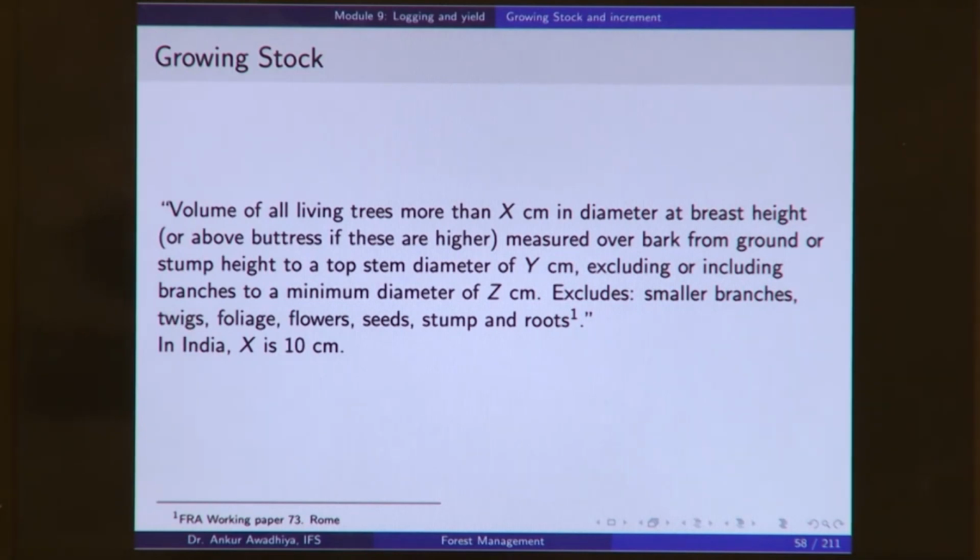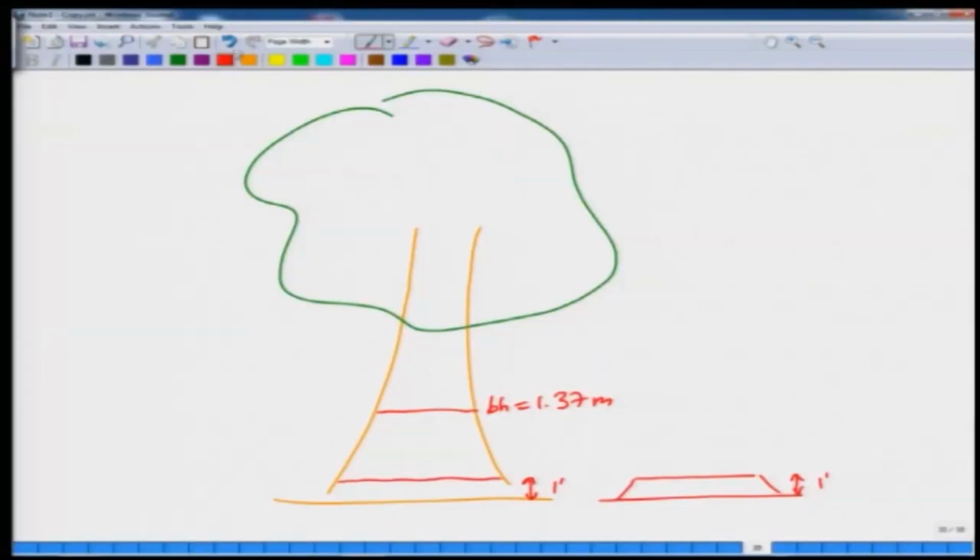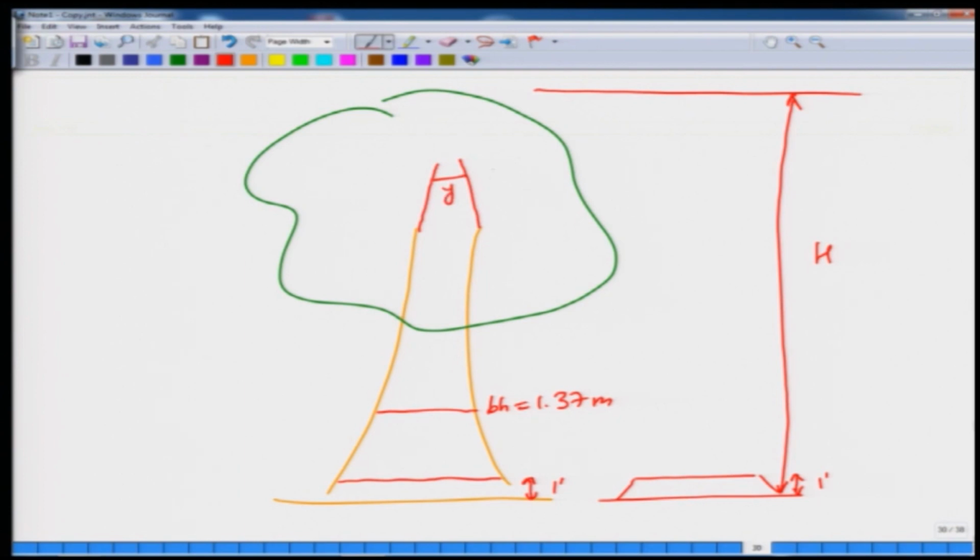So, what we are saying here is that we are not going to measure the height till the height of the tree, but we are going to measure it till the point where the diameter of the main trunk reaches a diameter of y. So, we are going to take a measurement of height such that above this height the diameter of the main stem is less than y centimeter. Now, why is that so?